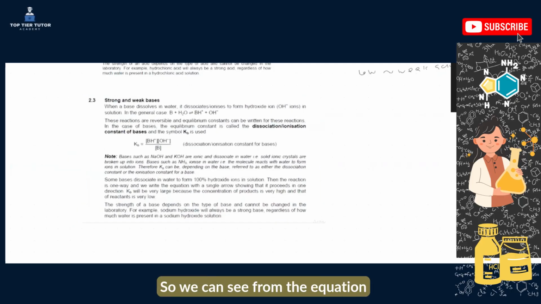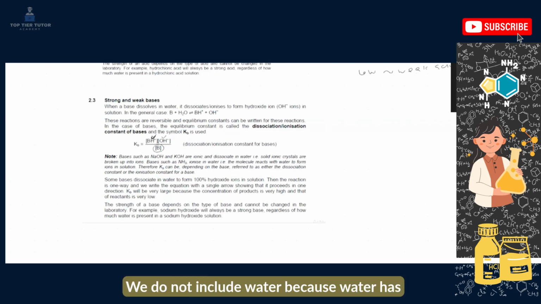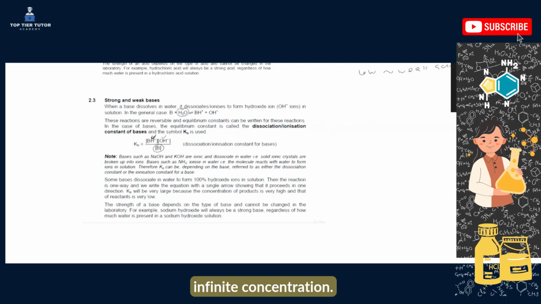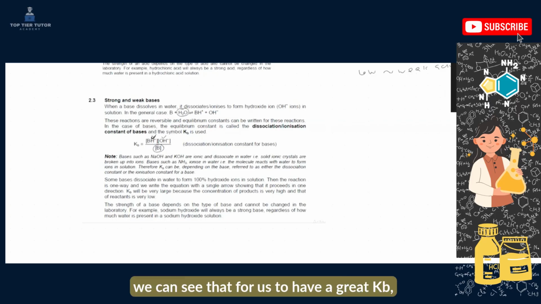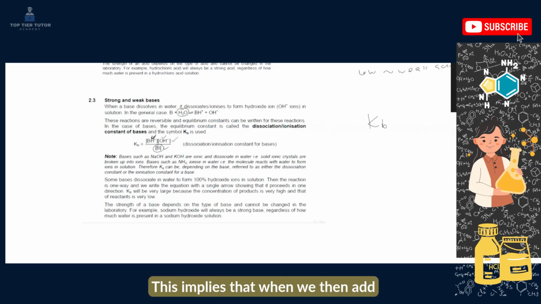So we can see from the equation itself, we have the salt, the hydroxide, and over our base. We do not include water because water has effectively constant concentration. Okay. So in this case, we can see that for us to have a great Kb, we need to have more products than we have reactants. This implies that when we then add our base to the water, if it dissociates, most of our bases are going to dissociate, as only, I think, ammonia and sodium carbonate, mostly that's going to ionize.